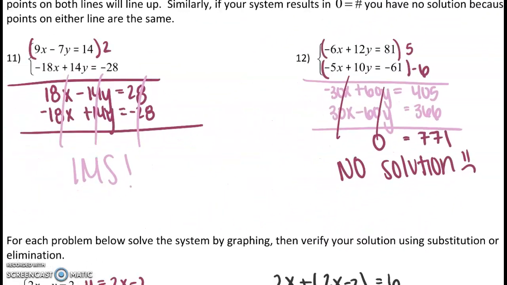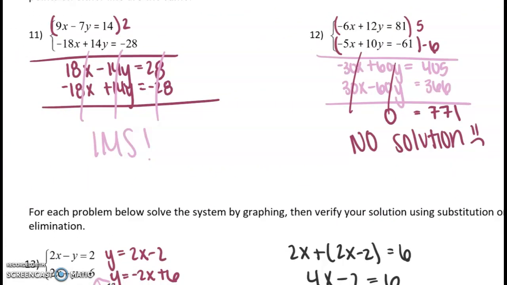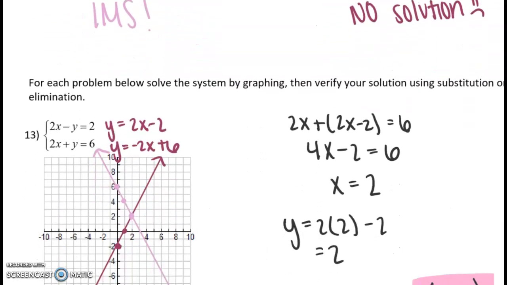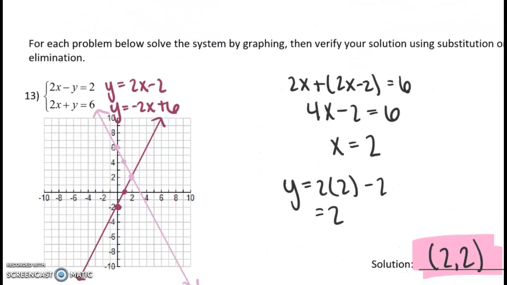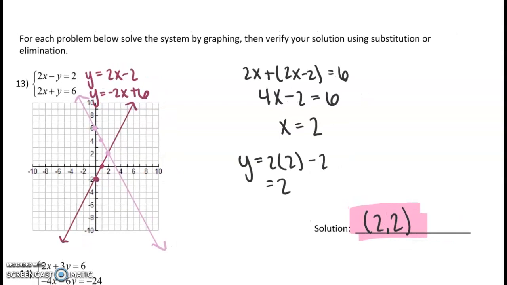Alright, so that's basically all from me. The next problems below, they tell you to graph, find the solution, and verify using substitution or elimination. So I'm going to have the solutions. I want you to use this to check your work, but that's all I got for you today.